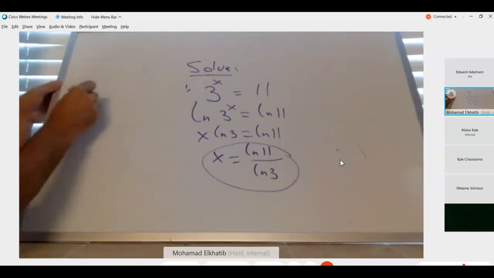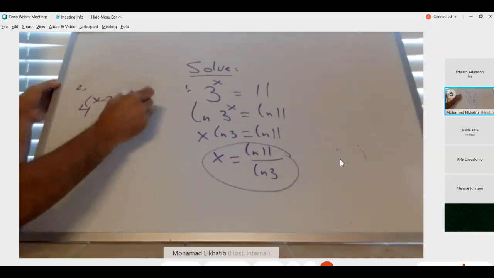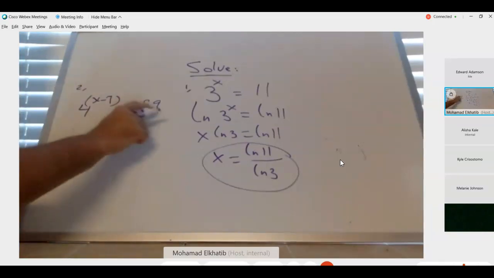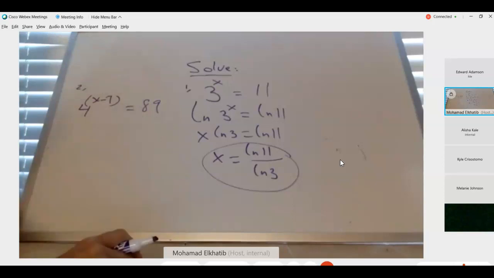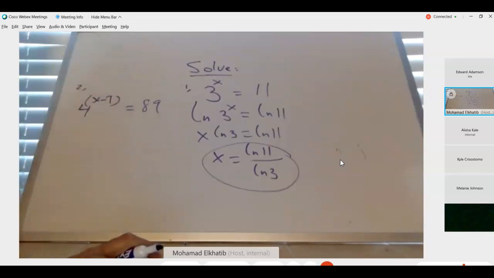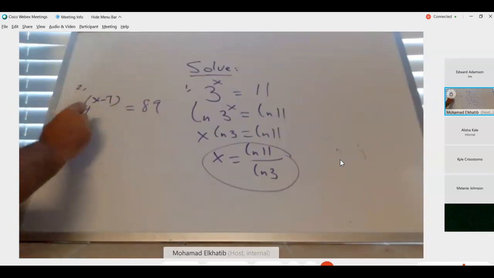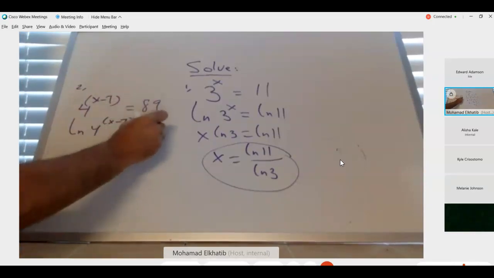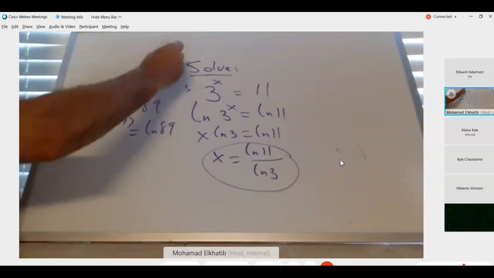Well, I can do one over here. Let's say I want to do 4 to the x minus 7 equals 89. There is no way in the world I can write 89 as 4 to a power. 4 squared is 16, 4 to the third is 64, and so forth. I can never write 89 as 4 to a power, so I can't make the bases the same. So what I do, I place ln in front of each term.